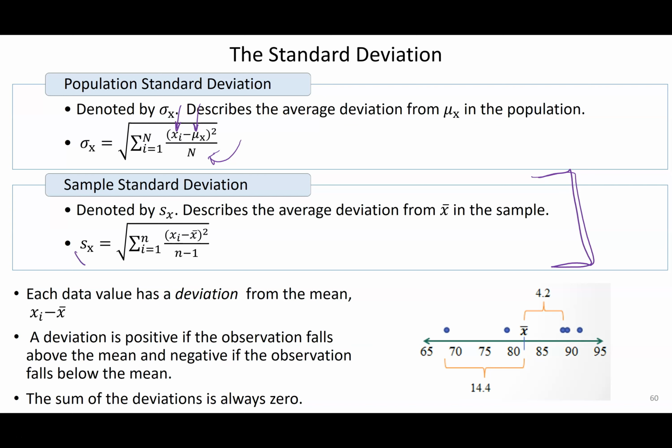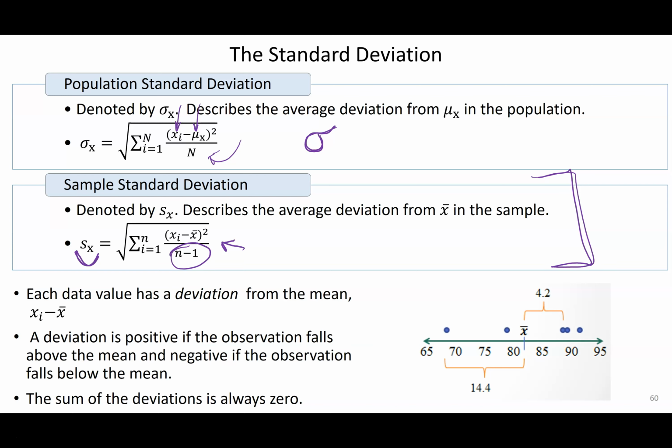So we're going to use the sample standard deviation. So we use S. I have S of X here. Here we use the Greek letter sigma. And so you're going to take the difference of every single observation and that sample mean, square that difference. But one difference here is we're going to divide by the sample size minus one.